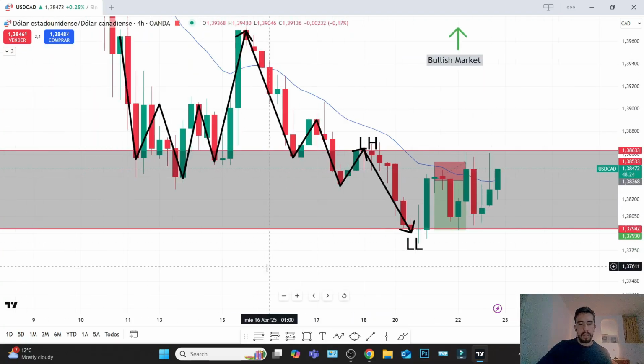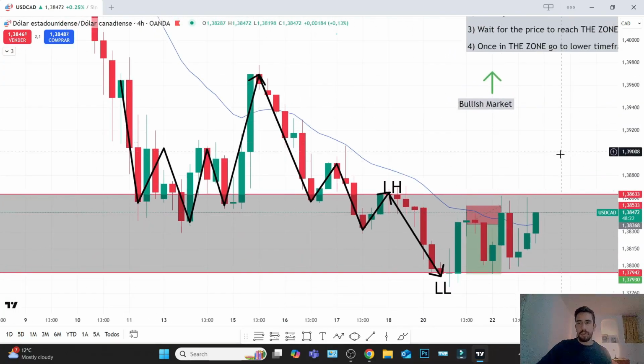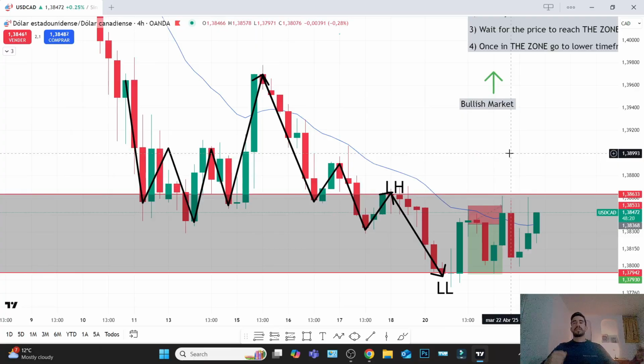Look, it's important to understand if the market is going bullish or bearish. Why? Because if you don't know how to understand this, if you don't know how to identify this, you are just looking for random trades to take.